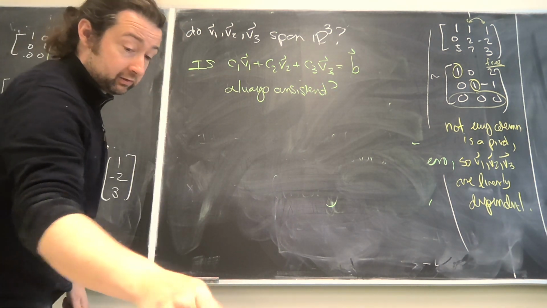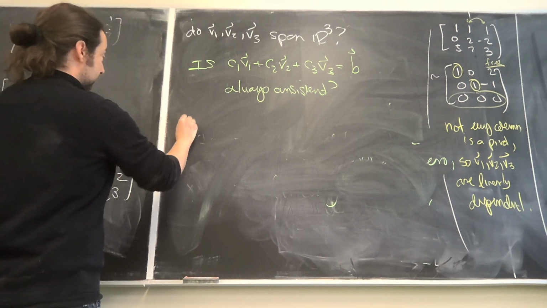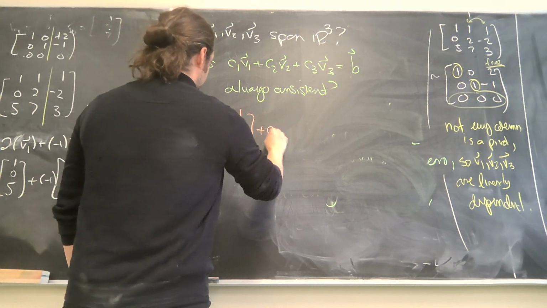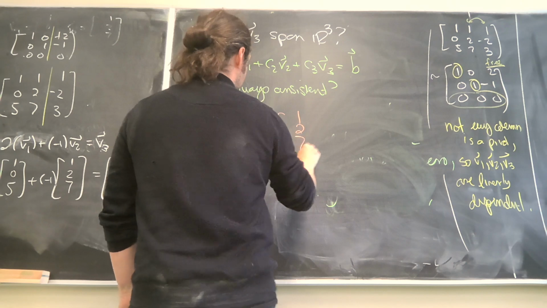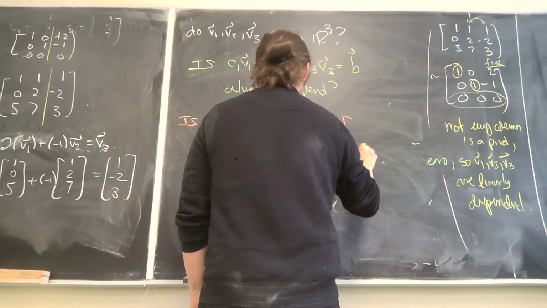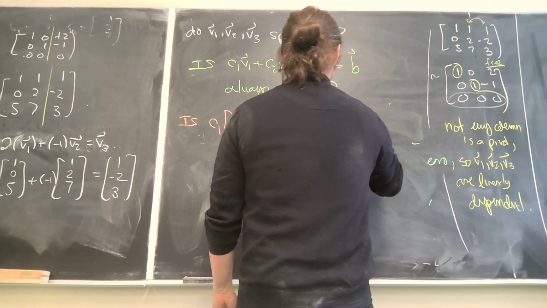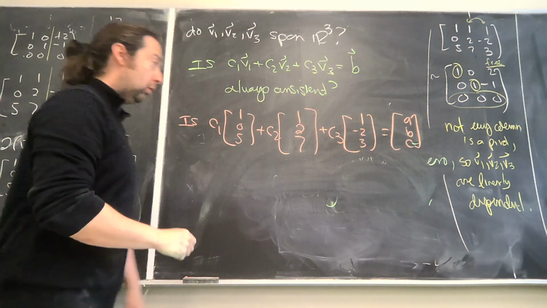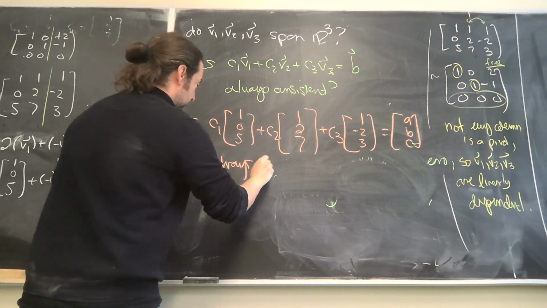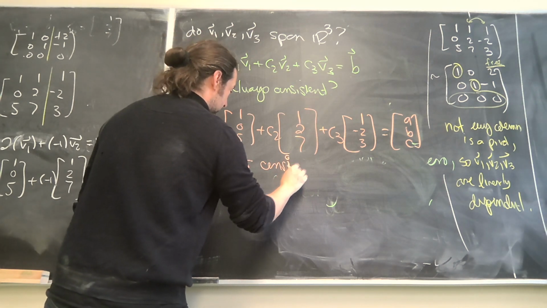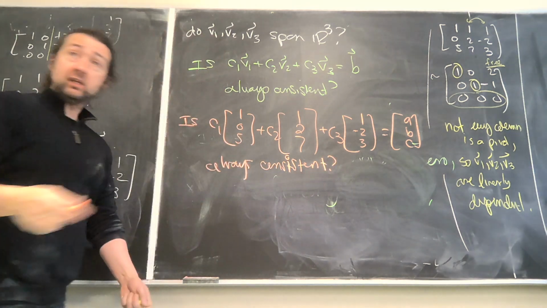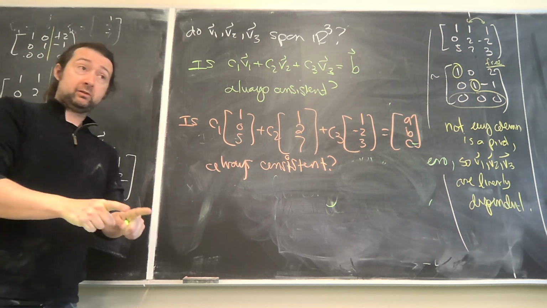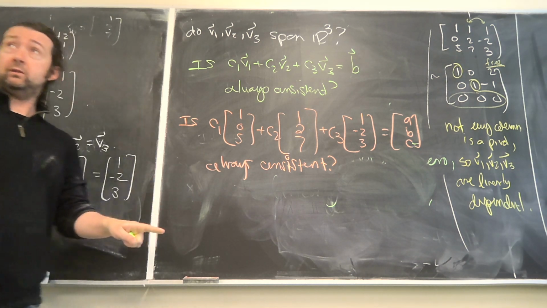If I was going to write that down in terms of the actual things that we have here, I'm asking the question, is C1 times (1, 0, 5) plus C2 times (1, 2, 7) plus C3 times (1, -2, 3) equal to (A, B, C) always consistent? If it is, every vector in R3 can be written as a linear combination of these. If it's not, some vectors can be written as a linear combination of these, but not all of them. How do I check?